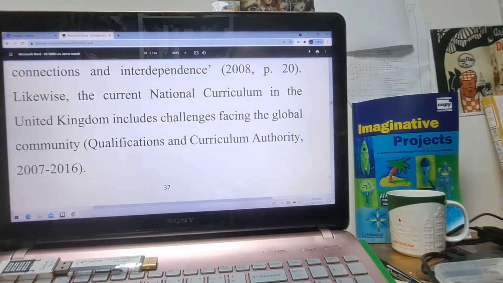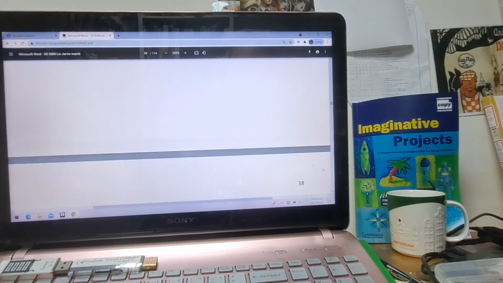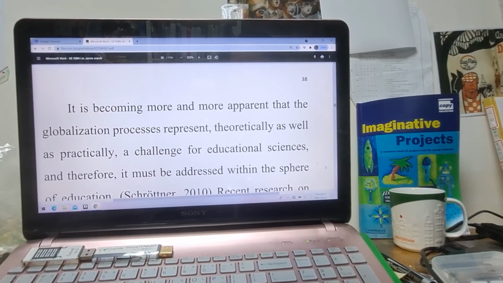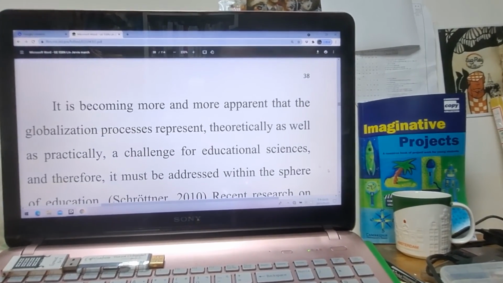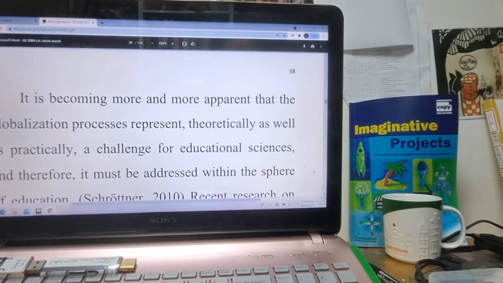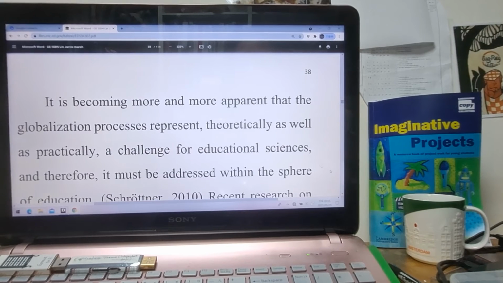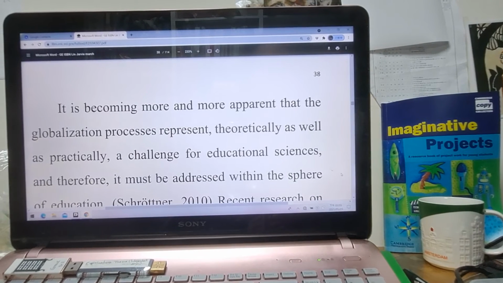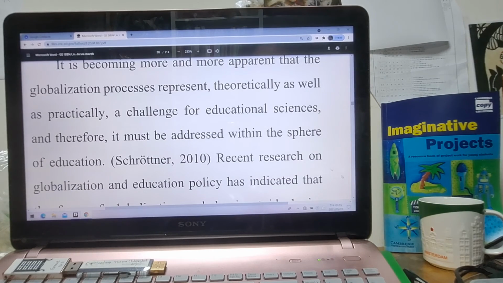Likewise, the current international curriculum in the United Kingdom includes challenges facing the global community. For example, the Qualifications and Curriculum Authority. It is becoming more and more apparent that the globalization process represents theoretically as well as practically a challenge for educational sciences, and therefore it must be addressed within the sphere of education.